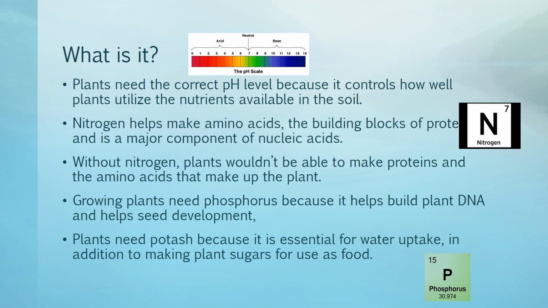Lastly, I learned that growing plants need phosphorus because it helps build plant DNA and helps seed development, and that plants need potash because it is essential for water uptake in addition to making plant sugars for use as food.